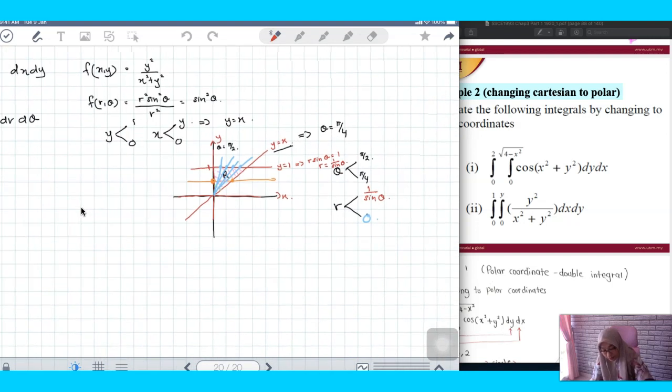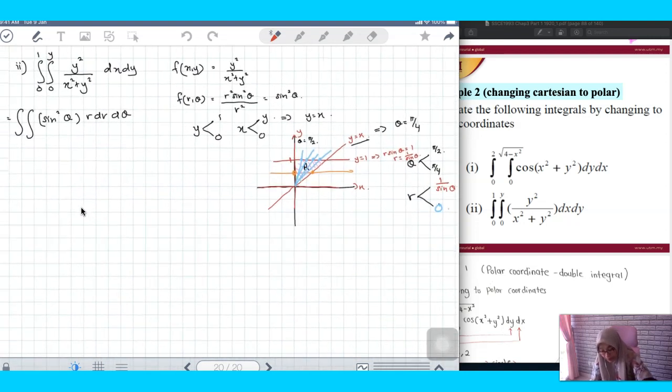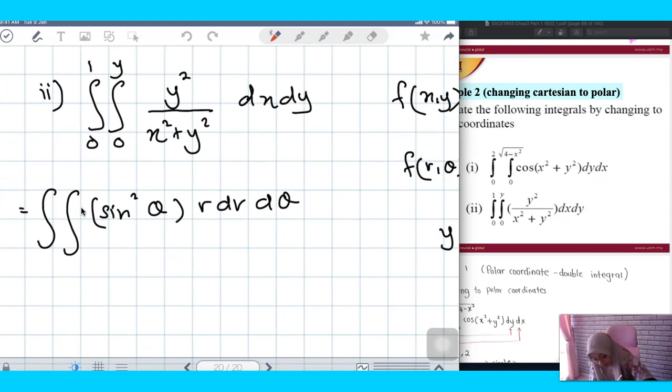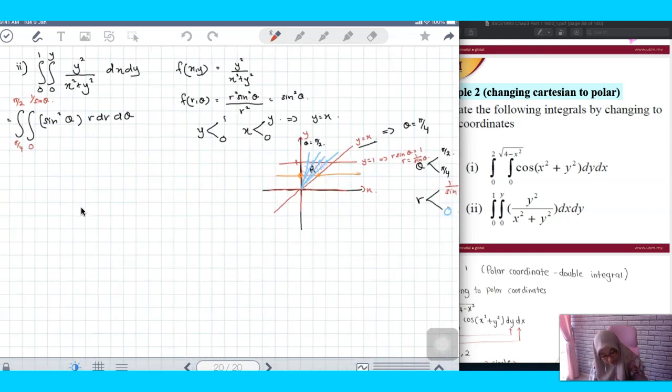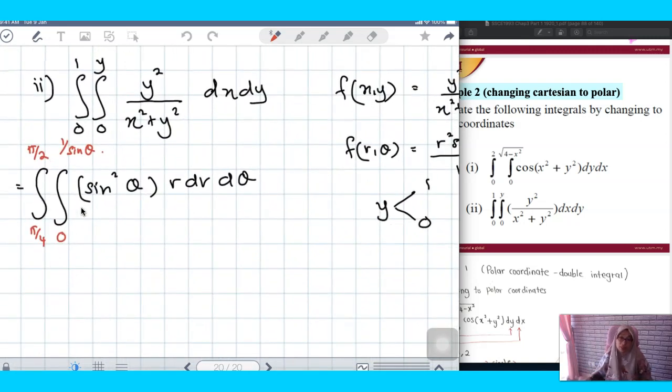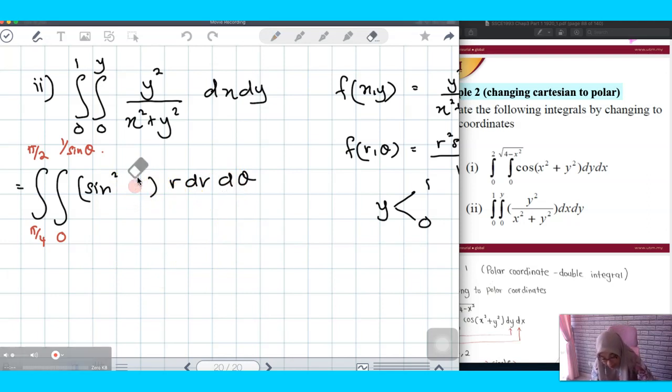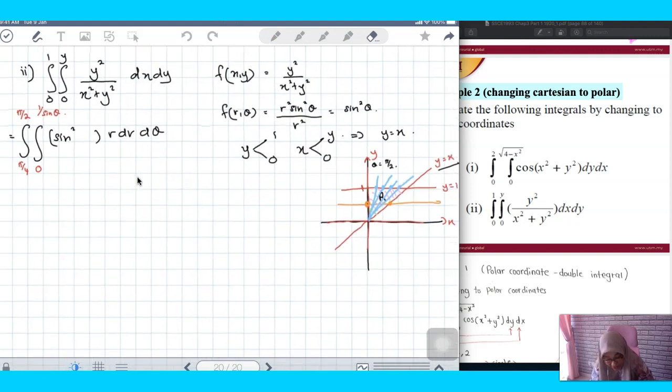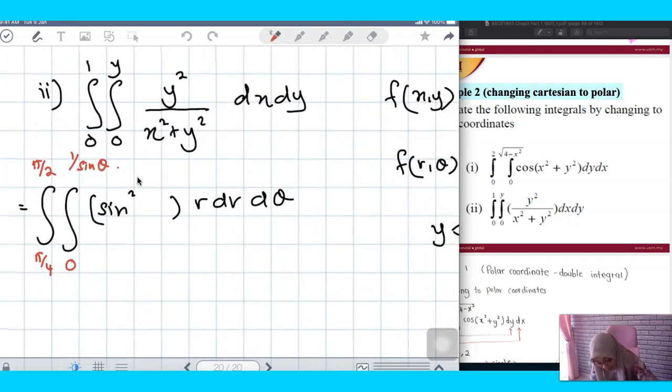Okay, so now we put the limit. Theta is from pi over 4 to pi over 2, and your r is 0 to 1 over sine theta, right? Okay, so now we managed to convert everything into polar form. Then we can start to integrate. Sorry, I made a typo here. Is that correct? Yeah, that's correct, that is theta.